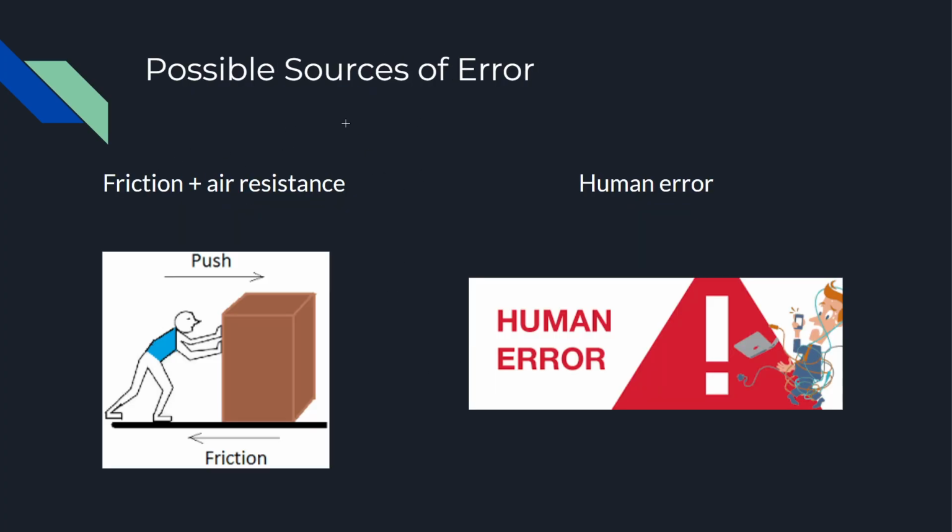Possible sources of error include friction and air resistance. It's supposed to be a frictionless track, but obviously there's still going to be friction in a real world example like this. And air resistance, as it's moving through the air, it encounters that resistance and it slows it down. And human error: there's human error in every real life experiment.